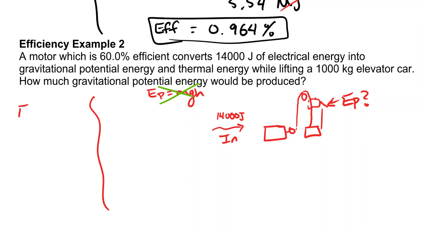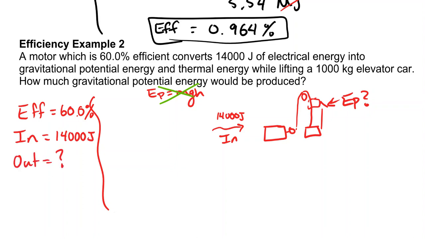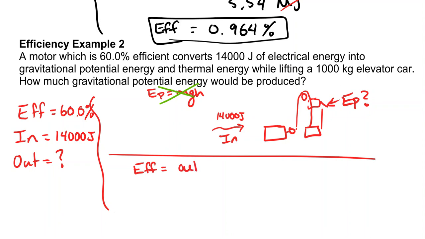Perfect. So our efficiency: as soon as you see efficiency, you know you're going to have to use the efficiency formula. It converts this much into something else. So that means the input is 14,000 joules, and we want to know how much is the output. So let's put down our formula. Efficiency equals useful out over in times 100%.